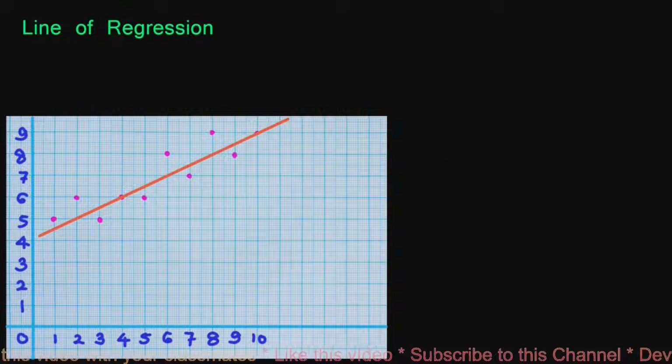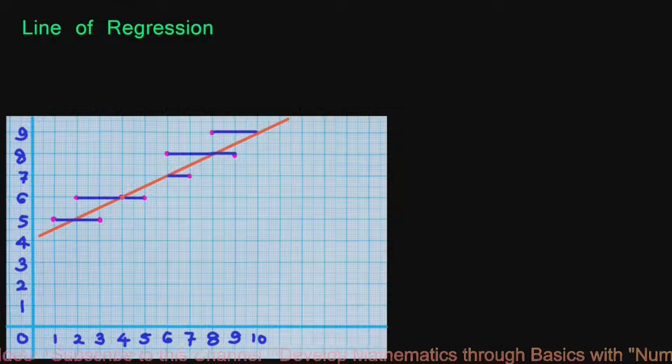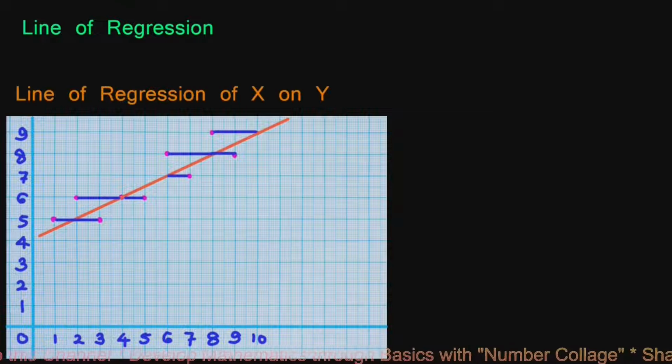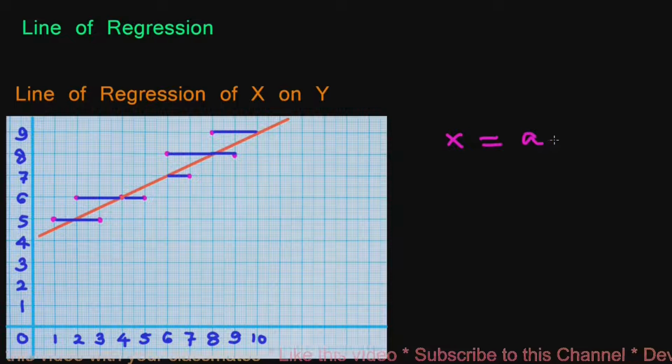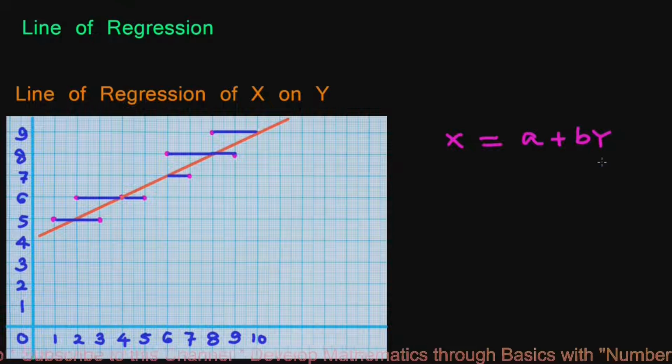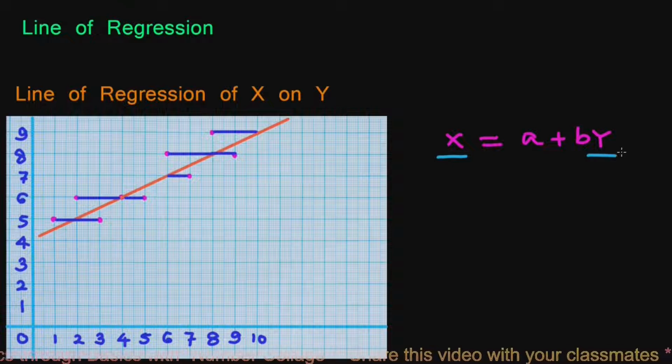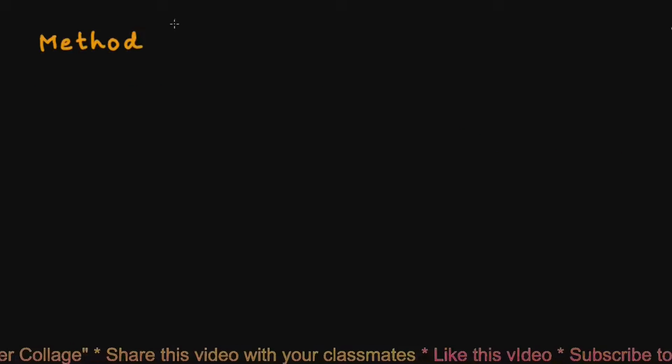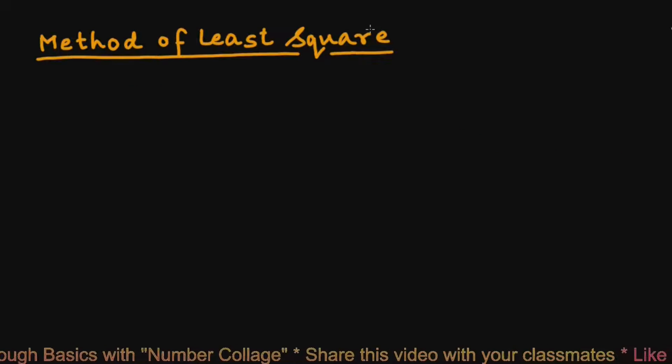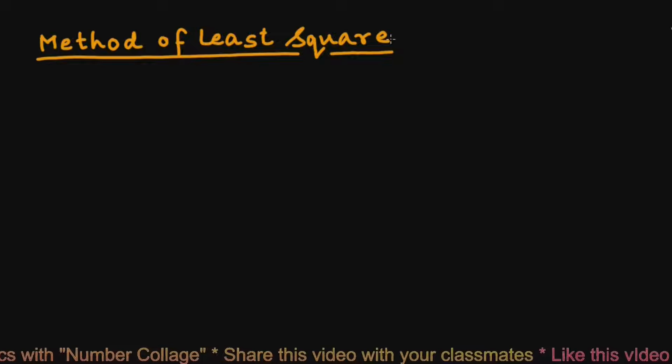The second is the line of regression of x on y. In this, we minimize the deviations of the points from the line horizontally along the x-axis to get a line called the line of regression of x on y. Its equation is written as x equals a plus by, and it is used to estimate x for a given value of y. We will study the method of least squares, which is a method of obtaining lines of regression.